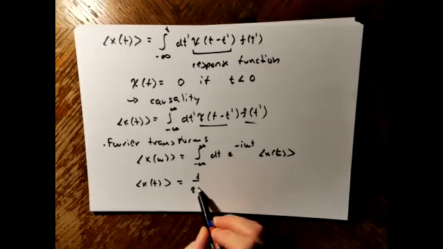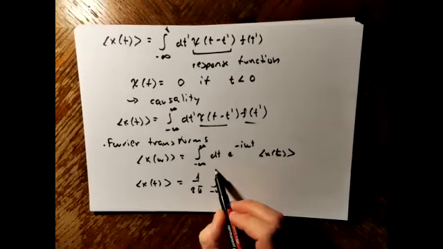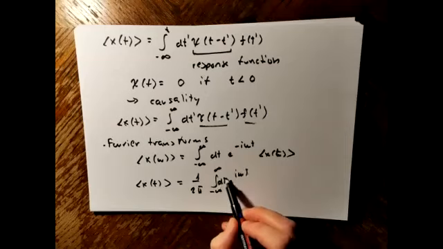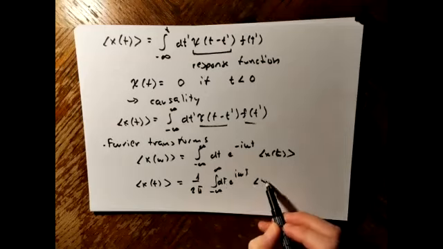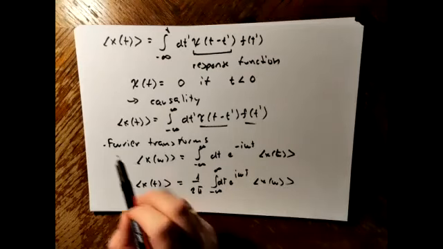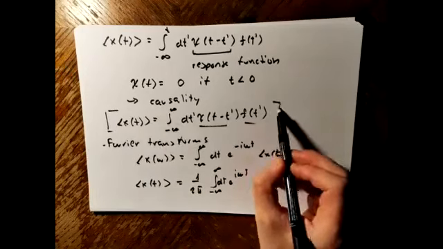This is 1 over 2 pi, integral from minus infinity to plus infinity, e to the I omega t, let me put that dt there. Okay, and this is x of omega. That's the inverse of the Fourier transform.